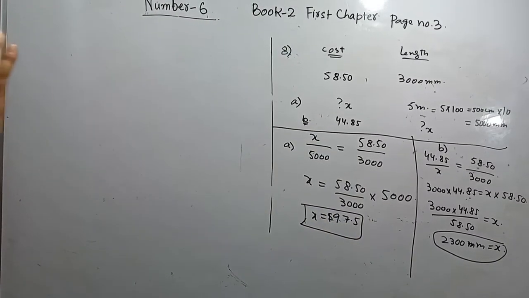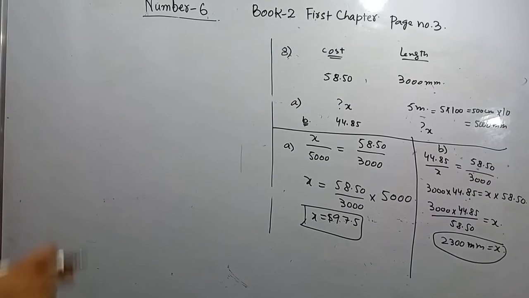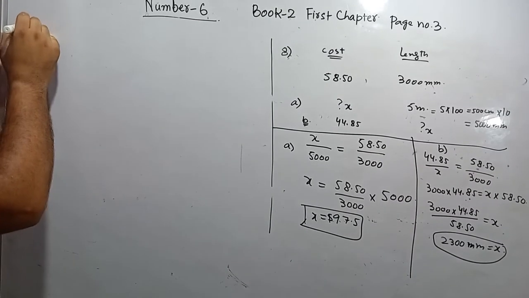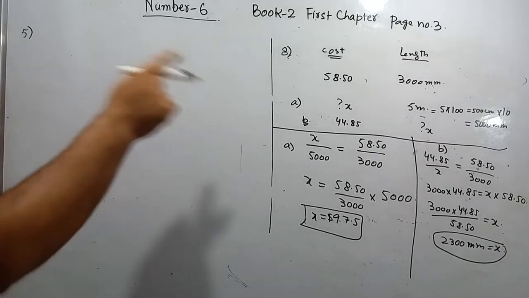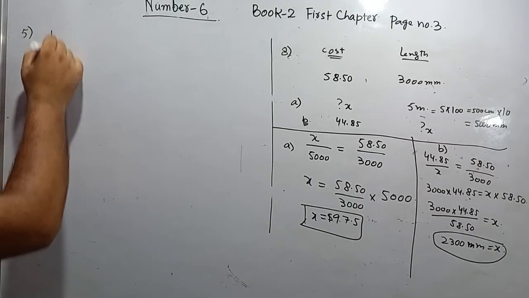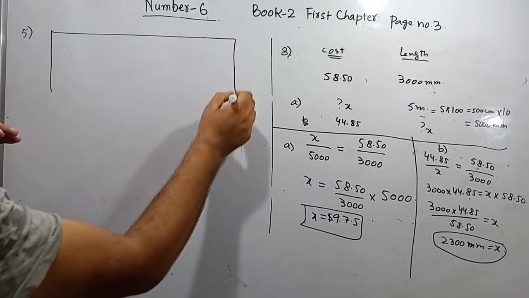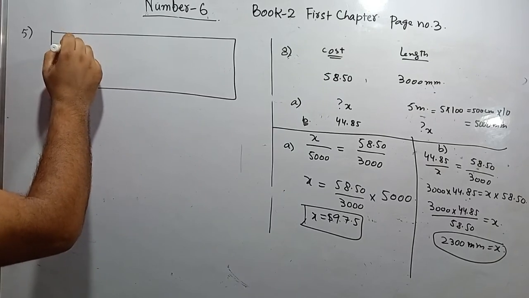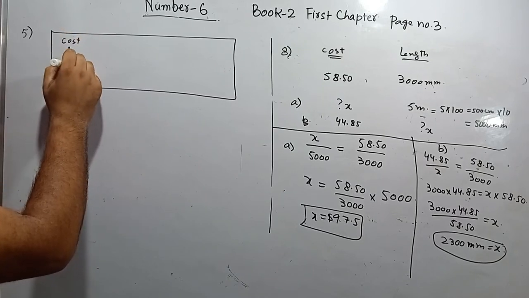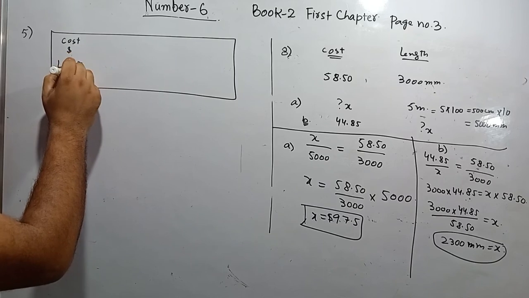Now look at the board. This question I can write in this way also. Proportion equals, you can see there it's cost and length. I will write here, this is cost in dollars, this is length in mm.